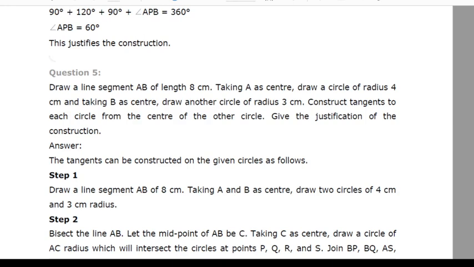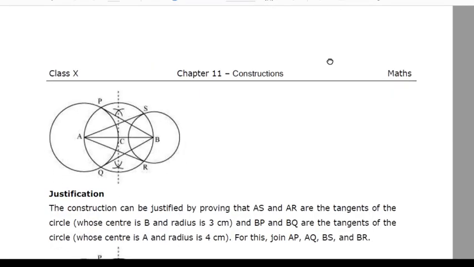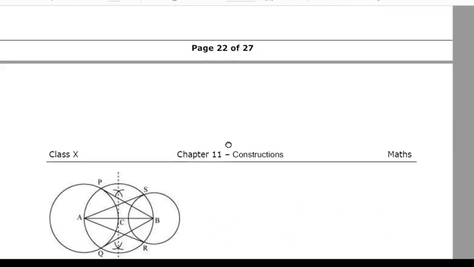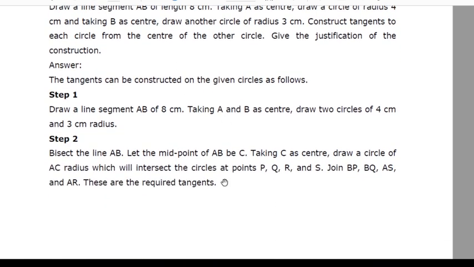Give the justification of your answer. This is a little bit complex, but not much complex. See, you have to draw two circles, one of radius 4 centimeter and this one 3 centimeter. Then construct a tangent to each circle from the center of the other circle, and give the justification of your construction.